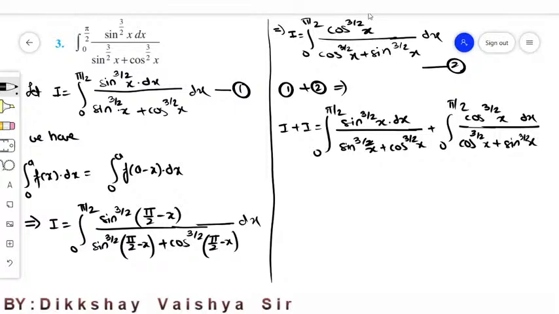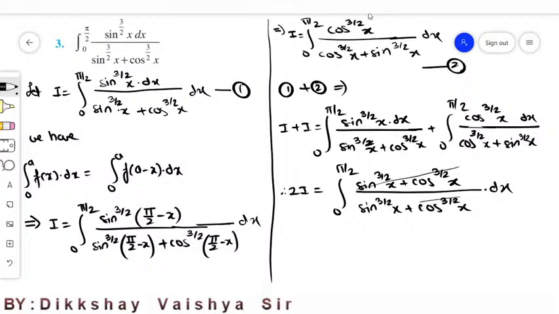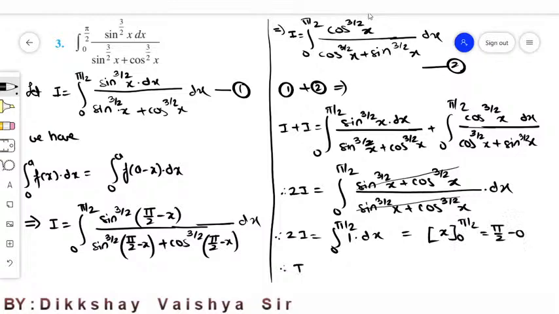Okay, now check that again, denominator is the same, so I plus I is 2I. Then common limit 0 to pi by 2, then sine raised to power 3 by 2 x, now the whole term gets cancelled as in the previous problems, so 2I is equal to integral 0 to pi by 2 of 1 dx, which has the integral value of x from 0 to pi by 2, which can be written as pi by 2 minus 0. So finally I is equal to pi by 4 again. That's it.